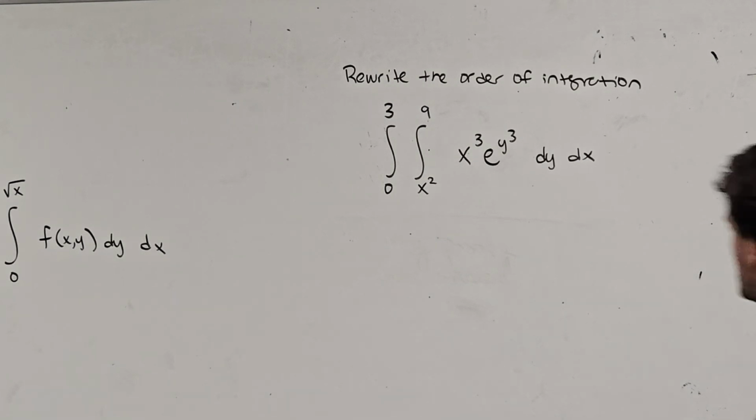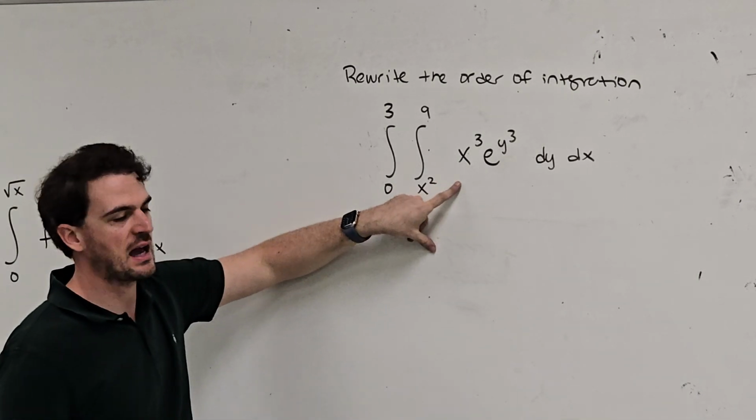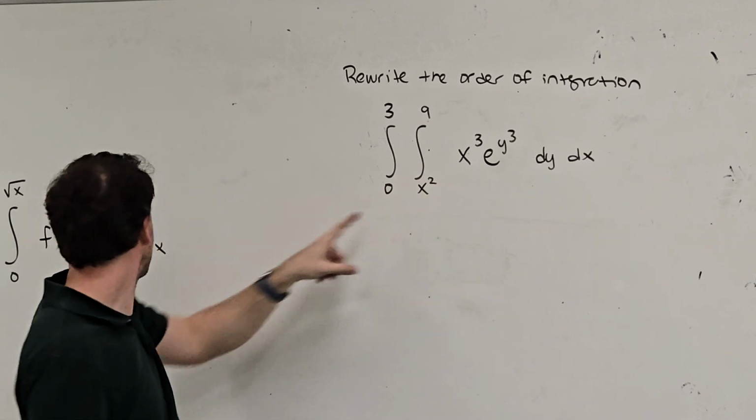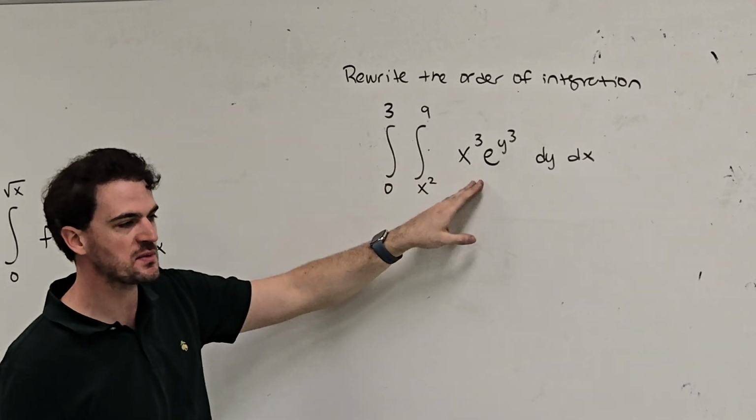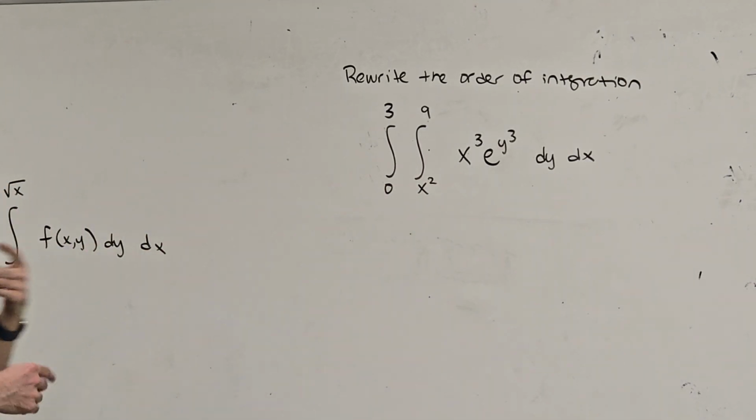This says rewrite the order of integration. So you might notice that we actually have an integrand now. We have z equals x to the third e to the y to the third. This actually has no meaning. Whether you just refer to it as some function or have something written, when you're just swapping the order of integration, you can kind of just ignore it.